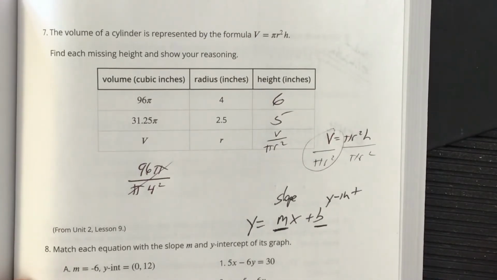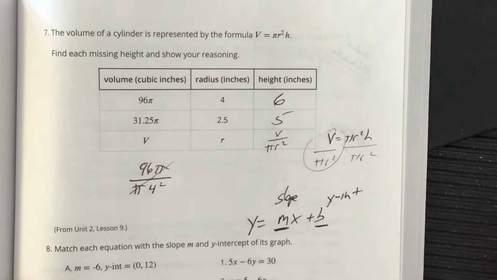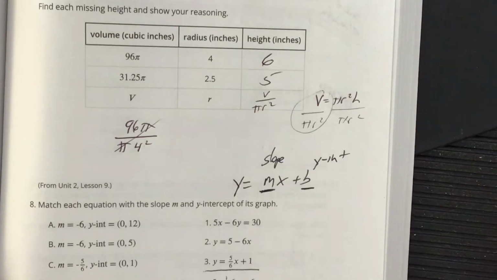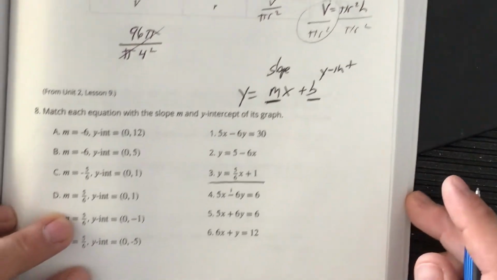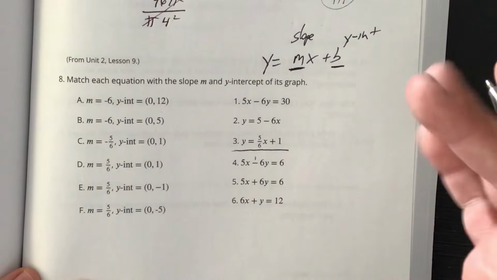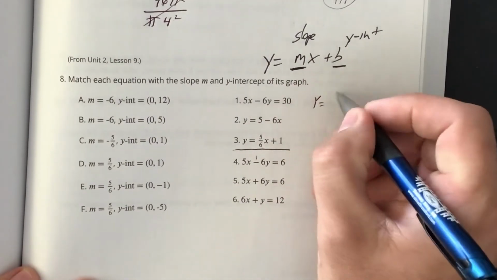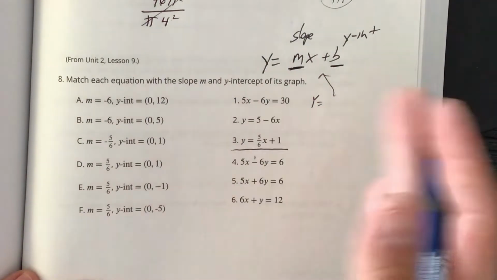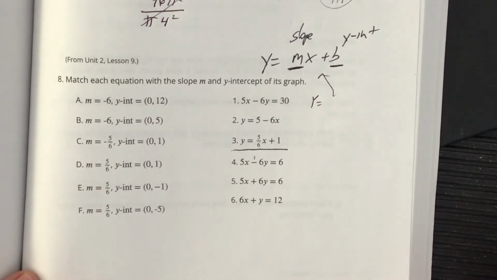Again, once you have the equation, you just plug it in. Volume divided by pi r squared. Question number 8. I think we did the first one together there. Again, more practice. You are solving these for y to get it into this form. If you didn't move them around, it's going to be hard to see.